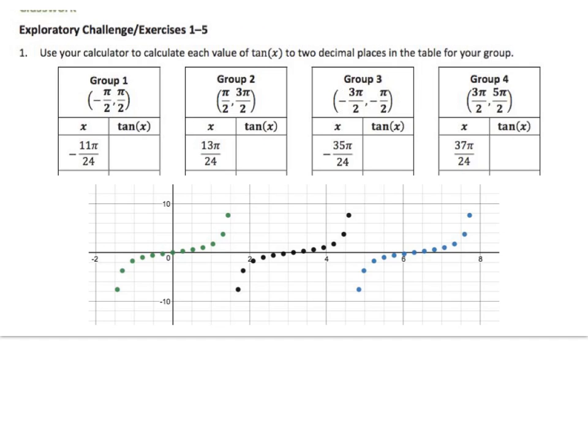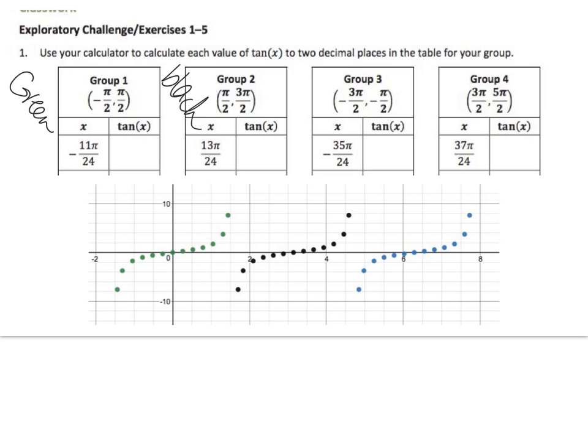And here we go. The groups that I have put in here: group 1 is in green. We went from -pi over 2 to pi over 2, and then group 2 is in black.